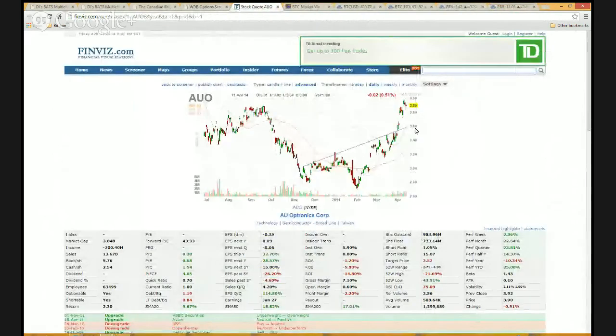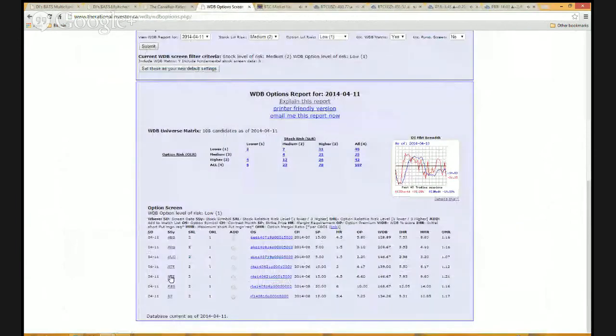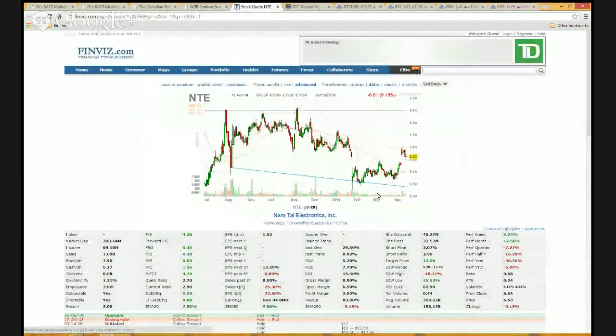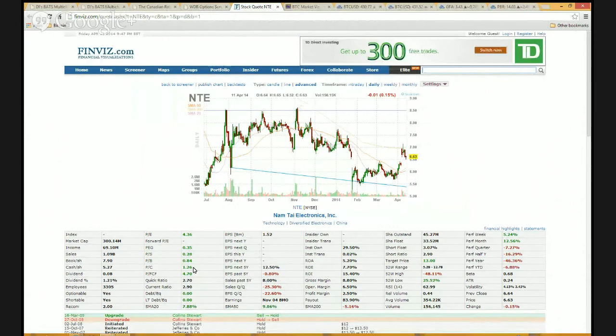AOU, this stock has just gone ballistic lately. Nothing really there. This looks interesting. This Namtai Electronics trading at 0.83 times book. They've got no long-term debt, only 1.6 times cash. PE right now is 436 at 4 times earnings. They actually pay you a little bit of a dividend to own the stock. Interesting name down here.